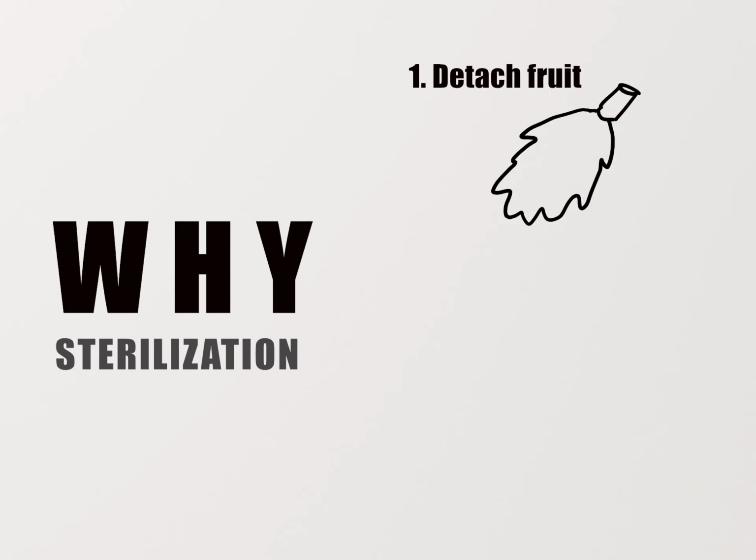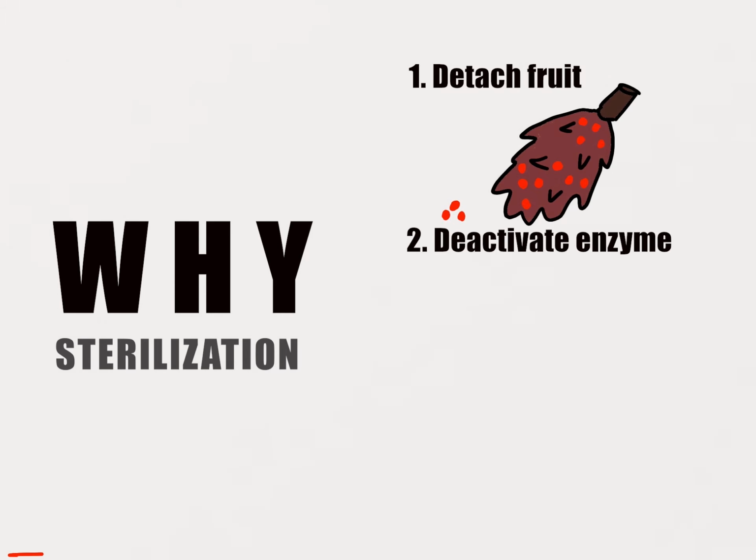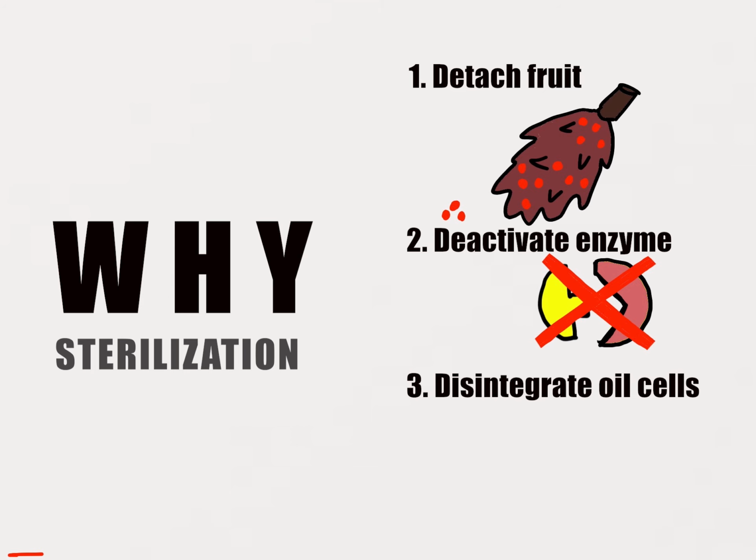Number 1, to detach individual fruits from their bunch. Number 2, to deactivate enzymatic reaction that forms free fatty acids or FFA in the oil. Number 3, to disintegrate oil cells in the mesocarp and condition the kernels. Any problem here propagates into the subsequent processes.